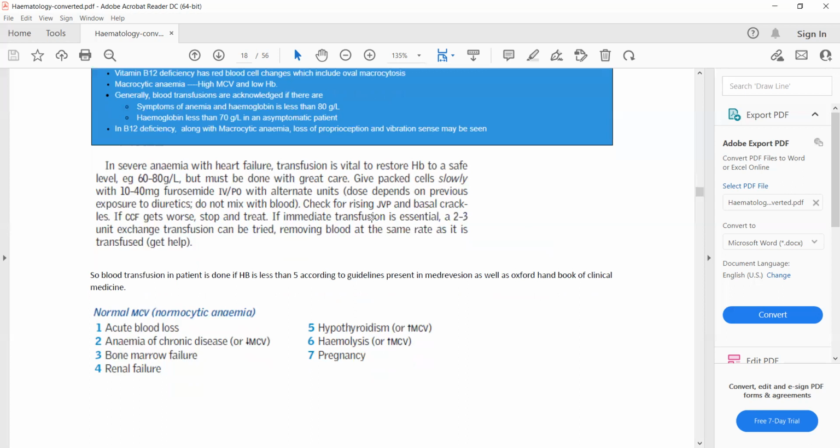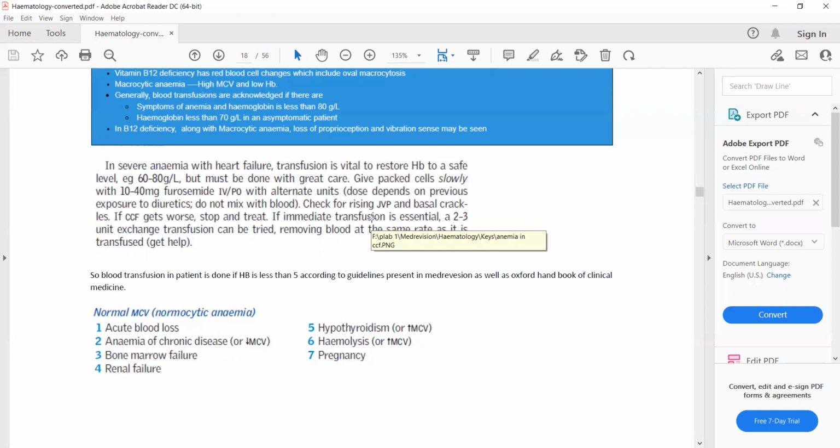In IHD, hemoglobin less than 5, then we'll give. What? In IHD, like ischemic heart disease, it is hemoglobin less than 5. Yes, because with heart failure or ischemic heart disease, we need to be careful while transfusing blood because it can worsen the symptoms of heart failure. So that's why the threshold to transfuse blood in a patient with ischemic heart disease is very low.